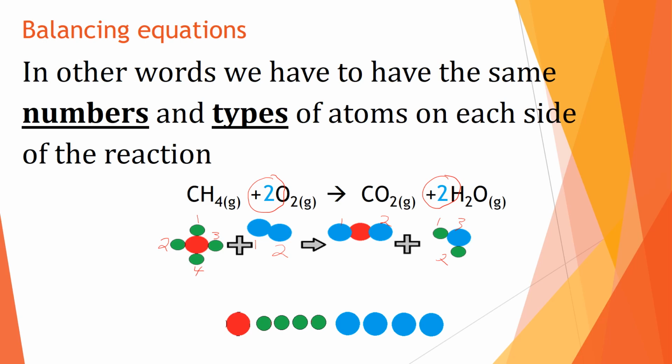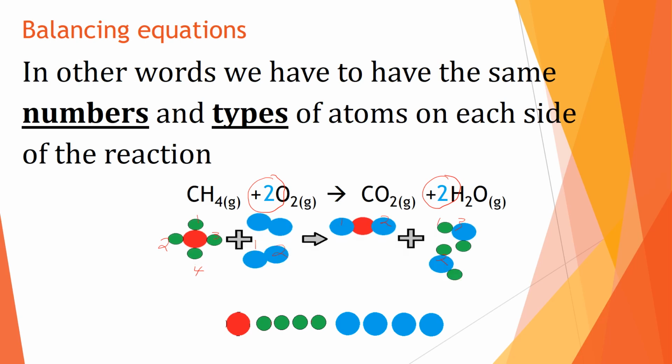Okay, so when I add these coefficients, they're called coefficients in front, what that does is it multiplies the number of atoms that the coefficient is in front of. So if I do that, what I find here is, now I have 1, 2, 3, 4 atoms of hydrogen on one side bonded to my carbon. Here I have 1, 2, 3, 4 because I added in an extra oxygen.